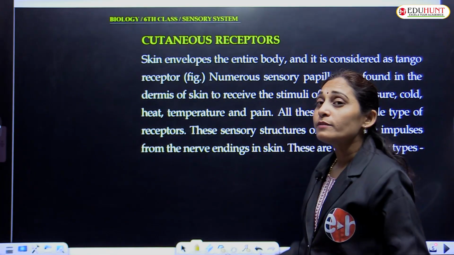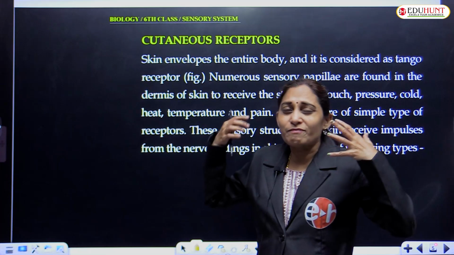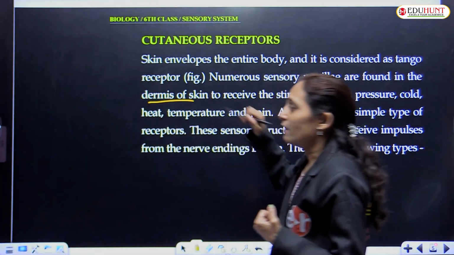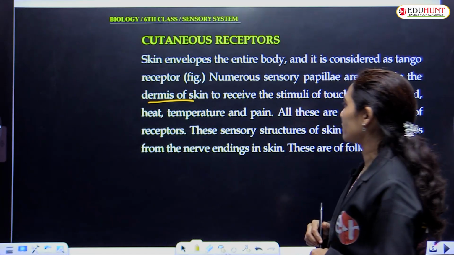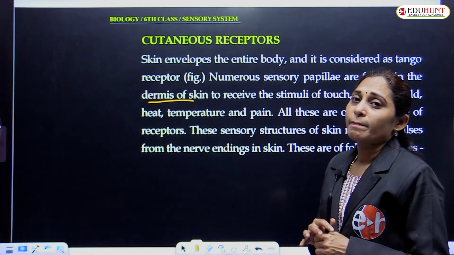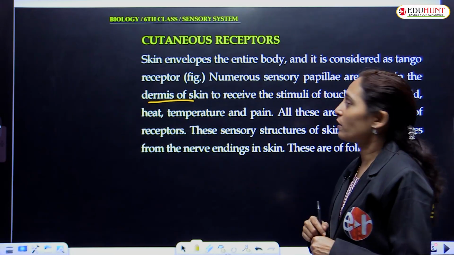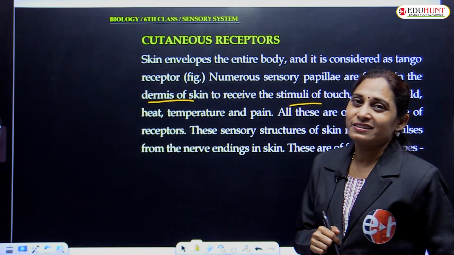But overall the body consists of several receptors. They are especially present in the dermis of the skin. They receive and respond to the stimuli of touch.